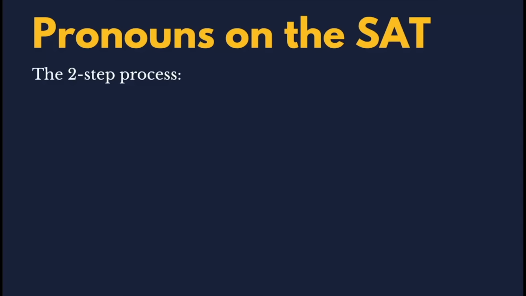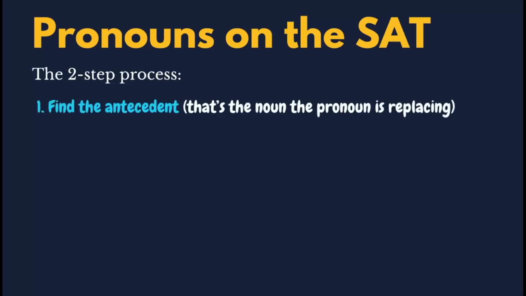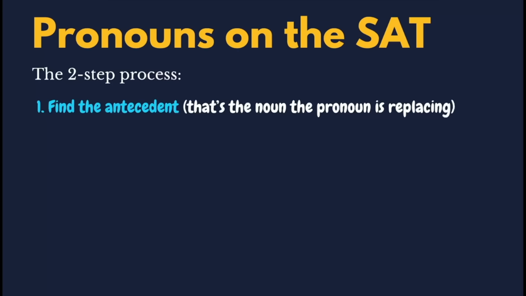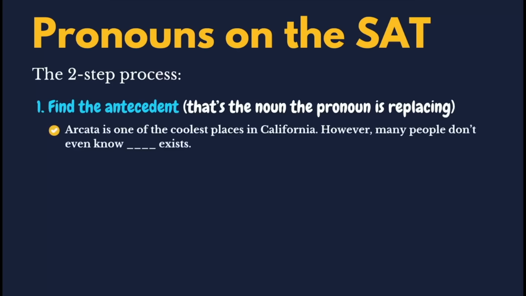The first step when dealing with pronoun questions is to find the noun that the pronoun is replacing. And that's called the antecedent for all my fancy pants students out there. So that's going to be step one. On this question, for example, we've got our blank space. Many people don't know blank exists. If I go back to the sentence before, I see that Arcata is my antecedent. So that would be step one.